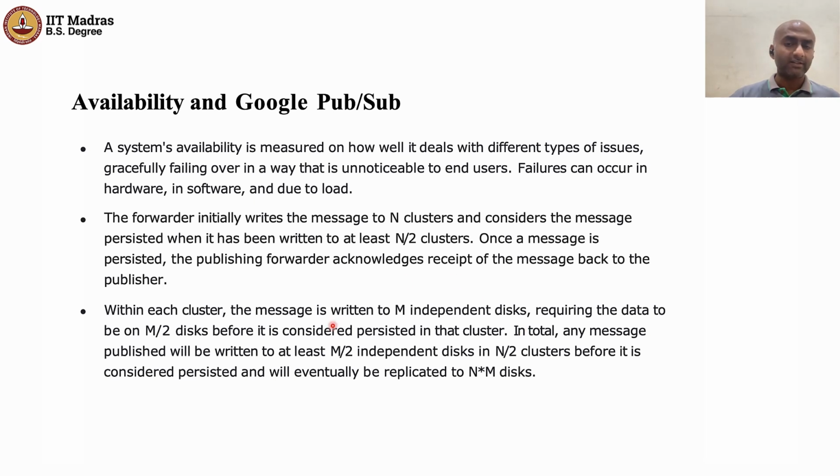So as you can imagine, this is a very, very available system, because it can tolerate multiple disk failures, multiple cluster failures, etc. Eventually the data becomes consistently replicated to all of the disks and all of the clusters, but that's not guaranteed to happen immediately. Sometimes it happens immediately, sometimes it takes time, that's okay. At least a simple majority is done. That's how Google PubSub guarantees availability.